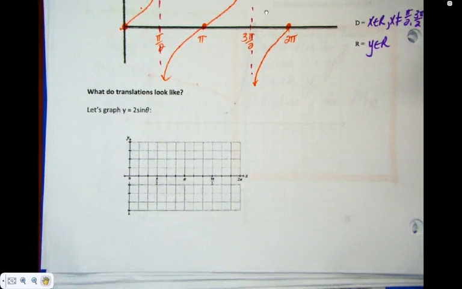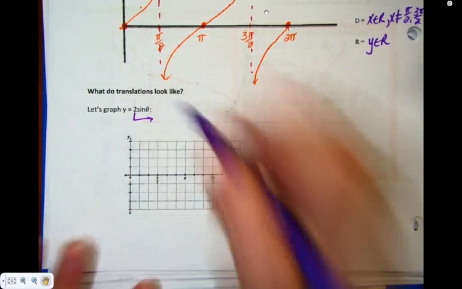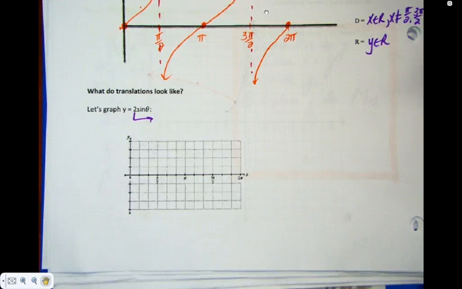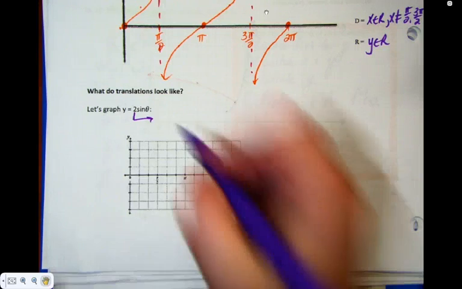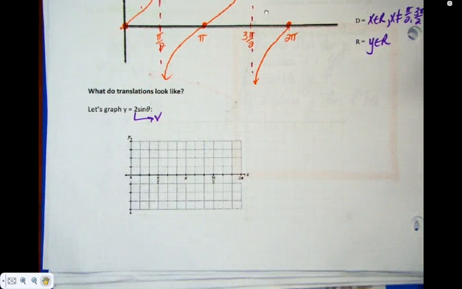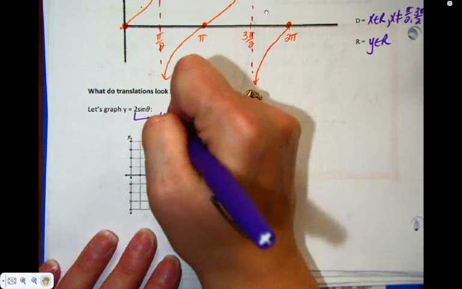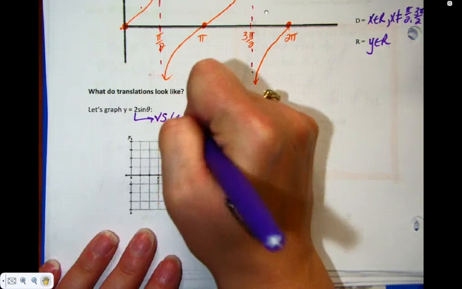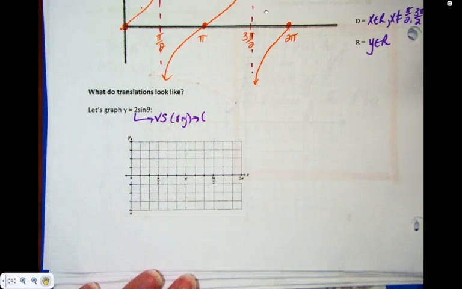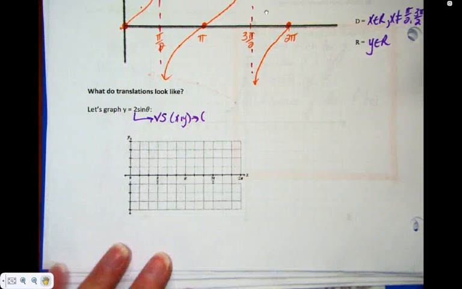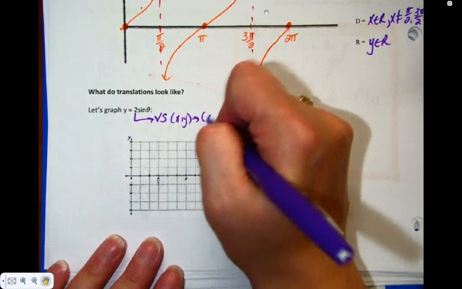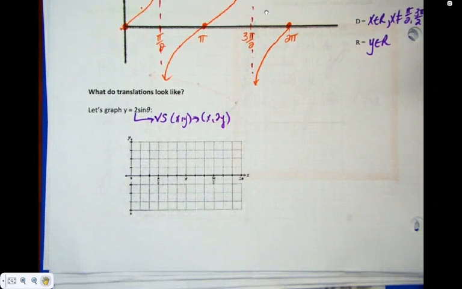Okay, well, let's talk about what the 2 is first. Is it inside brackets? No. Is it in front of the function? Yes, that tells you it's vertical something something. Is it a multiplication, a negative, or an addition subtraction? Multiplication, so that's a vertical stretch. (x, y) goes to (x, 2y).